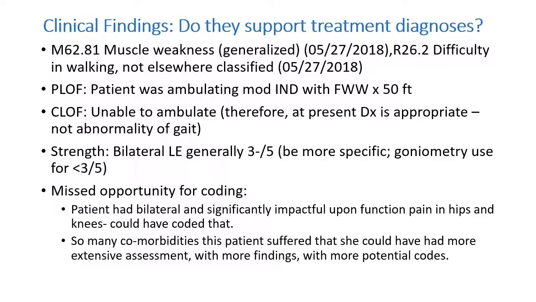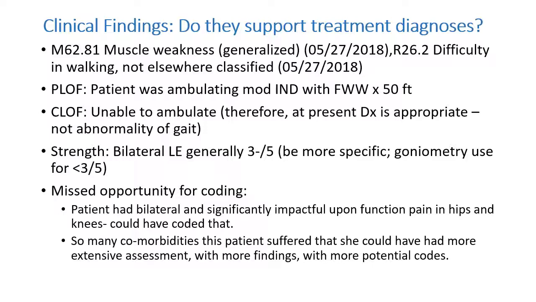Let's suppose you worked with this patient for a little bit and they did start ambulating, and you were going to do an updated plan of care on this patient, and you were able to assess their gait anomalies. Then at that point, you could add the diagnosis of abnormality of gait. That would be appropriate. Now let's look at strength. Strength bilaterally is 3 minus out of 5. Now general strength assessments are generally not very good. They're just not enough information.